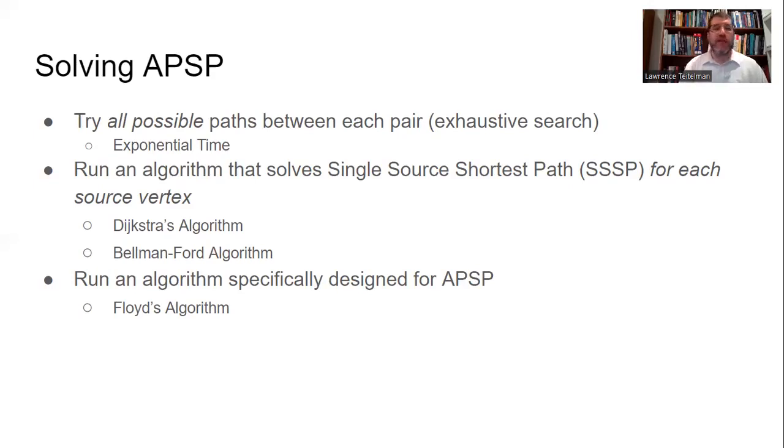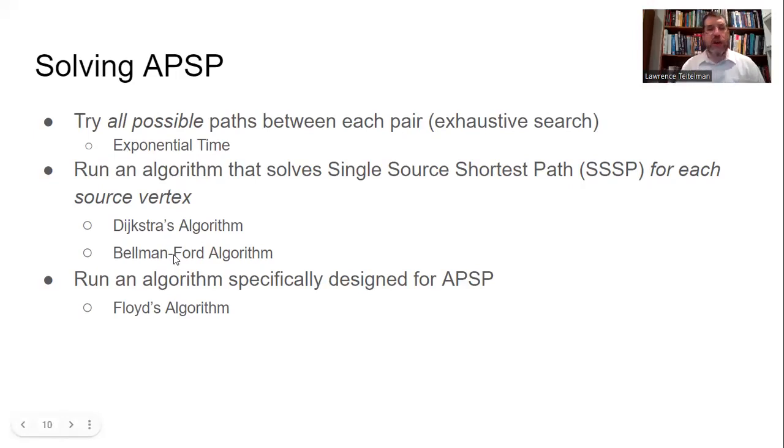Well, one possibility would be to try every single possible path between the pair. We call that an exhaustive search. And not surprisingly, that is going to take exponential time, not really practical, what we call an intractable approach. Another approach is to take an algorithm that solves the single source shortest path problem, SSSP. We have not really studied that yet, but the approach that is usually used for that is something called Dijkstra's algorithm. There is another algorithm called Bellman-Ford. Dijkstra is probably the more common one, but Bellman-Ford is also used.